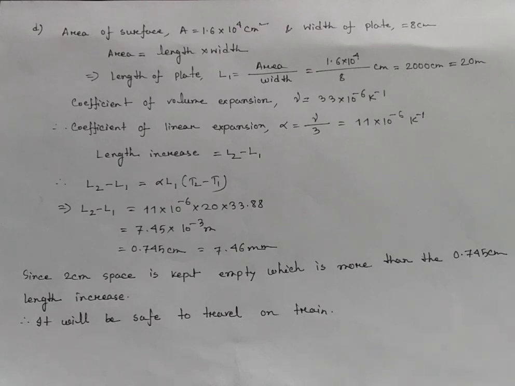We know the change in temperature. At the same time, we have determined the initial length of the plate. So now we have to determine the increase in length. If we assume it as L2 minus L1, we can use the equation L2 minus L1 equals alpha L1 into T2 minus T1, where L2 minus L1 is the change in length, that means the length increase, alpha is the coefficient of linear expansion, L1 is the initial length, and T2 minus T1 is the change in temperature.